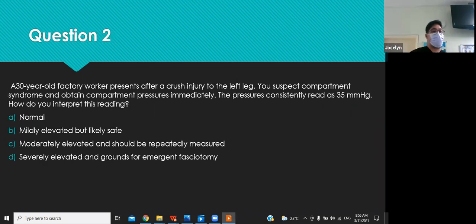Okay, question two. A 30-year-old factory worker presents after a crush injury to the left leg. You suspected compartment syndrome and obtained compartment pressure immediately. The pressure had been consistently more than 35. How do you interpret this reading? Confirmed. The answer is D.